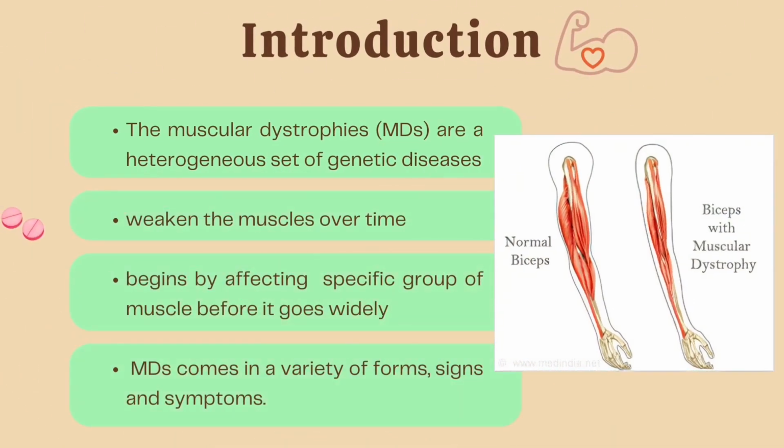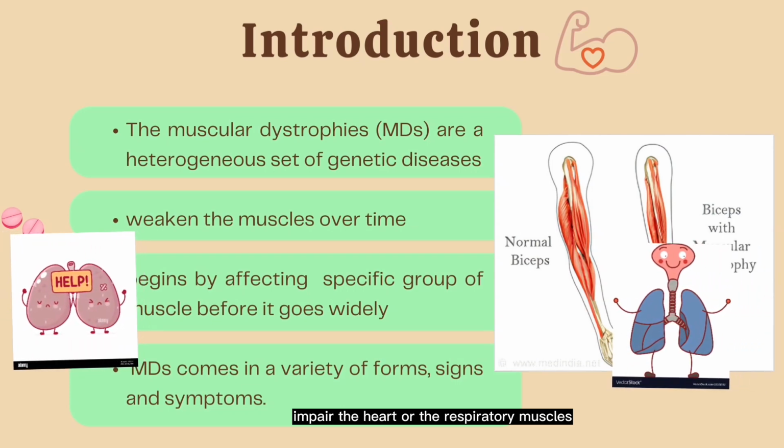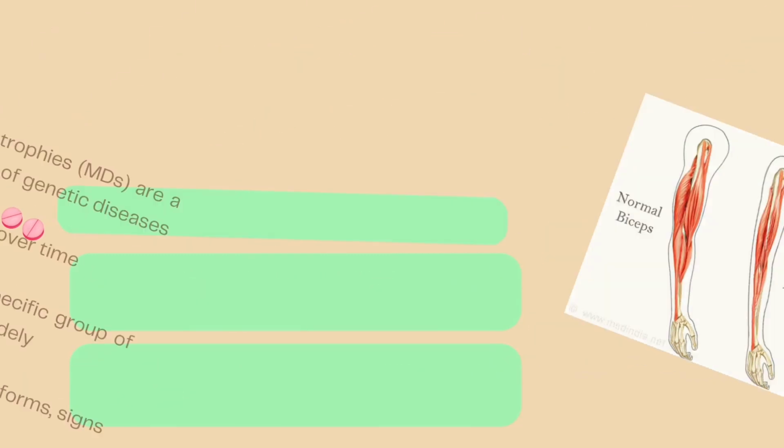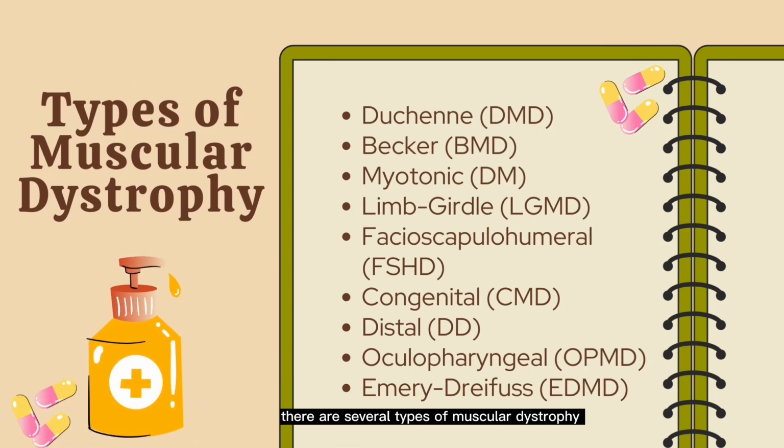The muscular dystrophies are a heterogeneous set of genetic diseases that weaken the muscles over time, resulting in progressively more severe impairment. Before impacting the muscle more broadly, muscular dystrophies frequently start by affecting a specific muscle group. Some forms of muscular dystrophy eventually impair the heart or the respiratory muscles, which makes the condition potentially dangerous. Muscular dystrophy comes in a variety of forms; signs and symptoms occur at different ages and have variable degrees of severity. There are several types of muscular dystrophy.